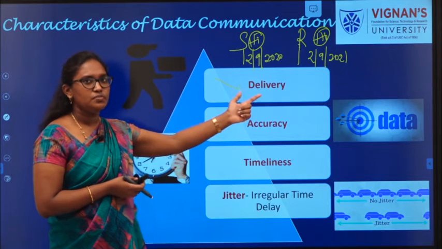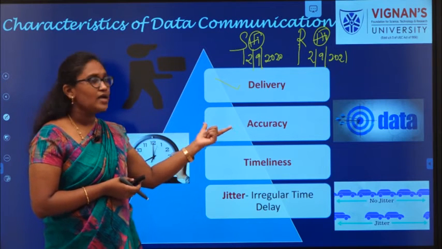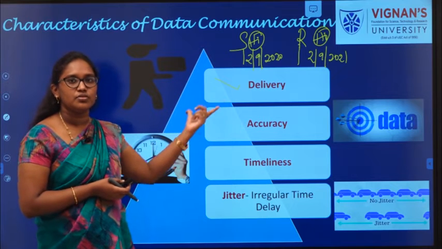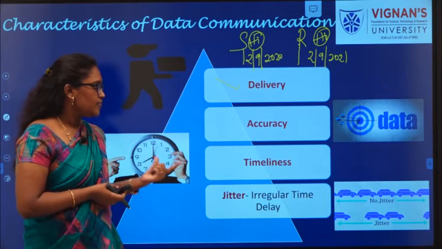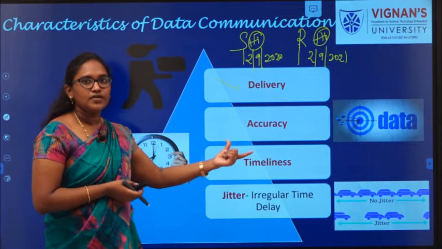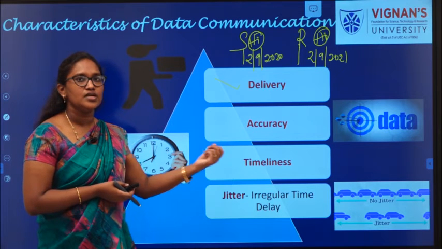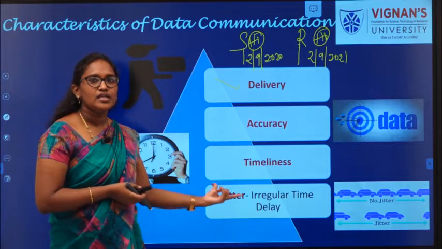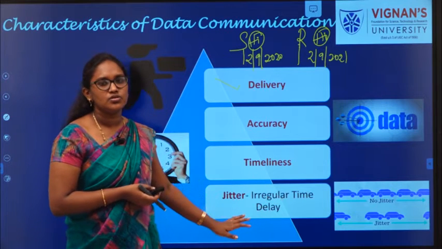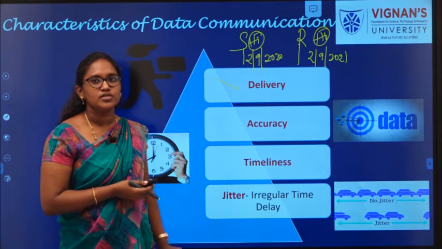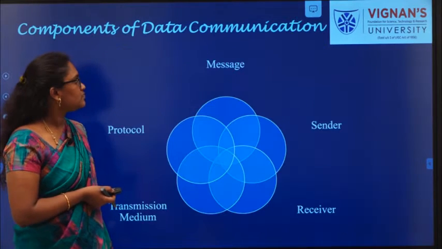The delivery should be very precise, and the information that is sent from sender to receiver should be accurate in nature. Next one, timeliness means it should be delivered from sender to receiver within a specific time. Next one, jitter means irregular time delays should not be there. That means it should be delivered within a proper time only.